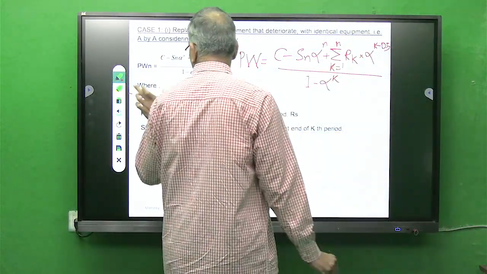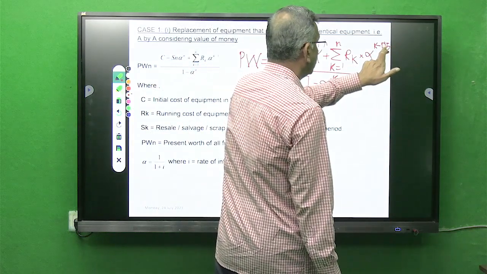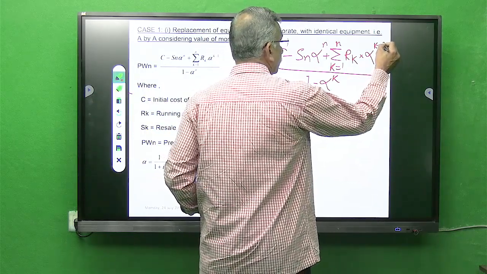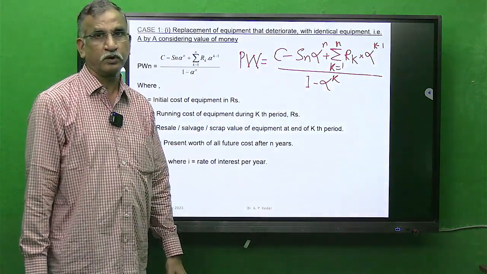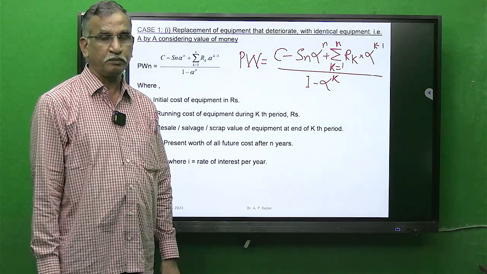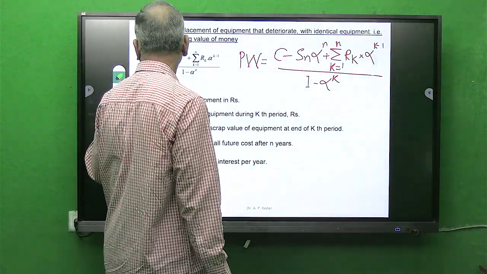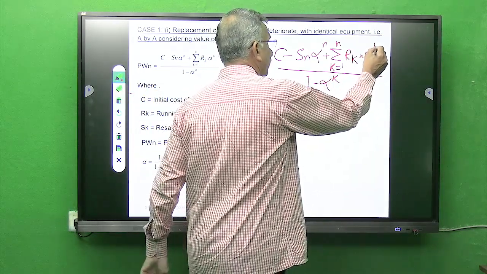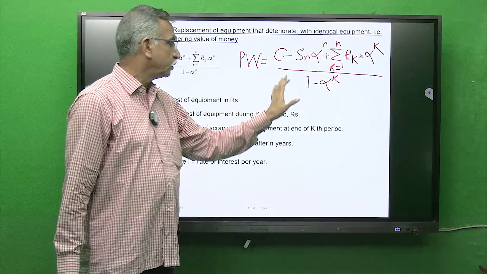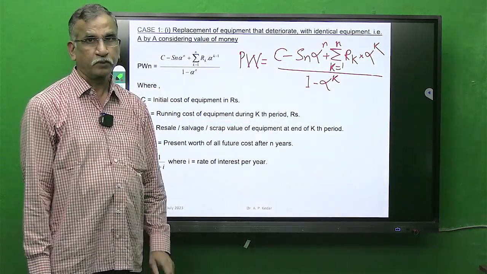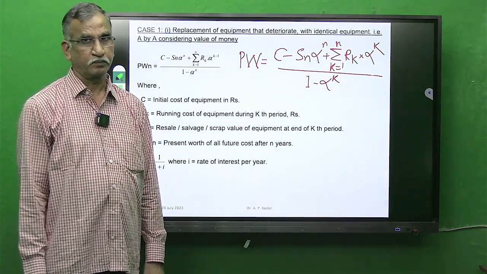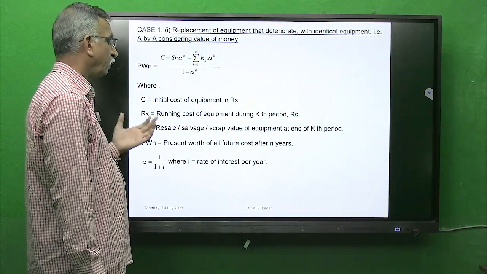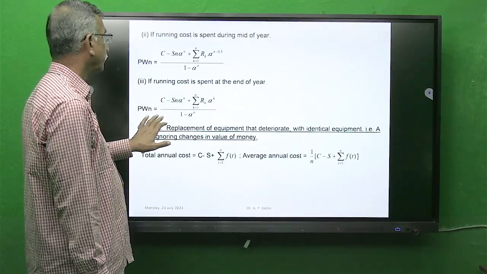If I write here simply 1, this formula holds good for the very first condition, default condition at the beginning of year. And if I write only alpha raised to k, this formula holds good for the third condition, that is at the end of year. So with this callback of the last lecture, let's move ahead.